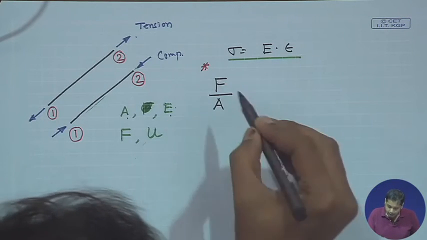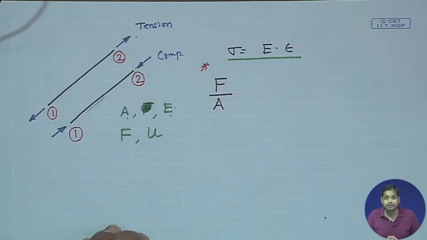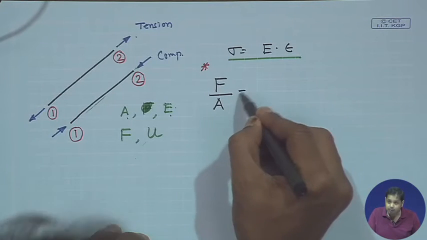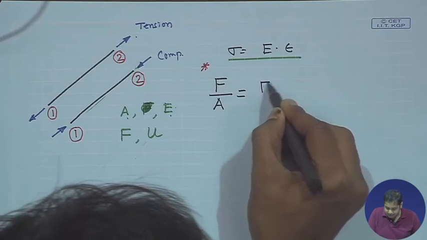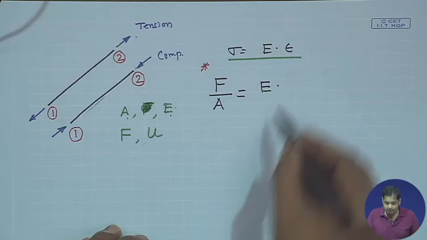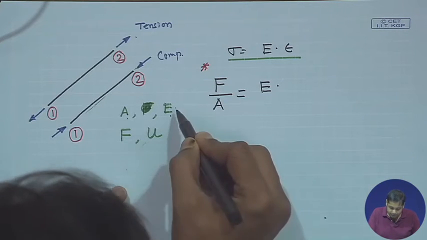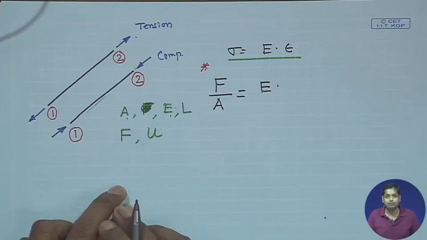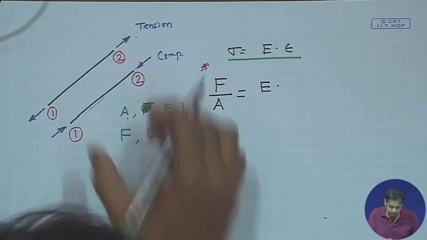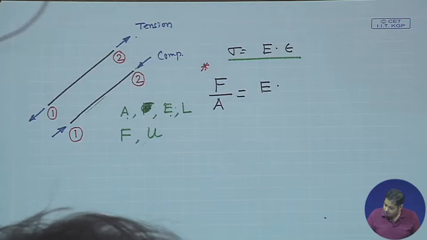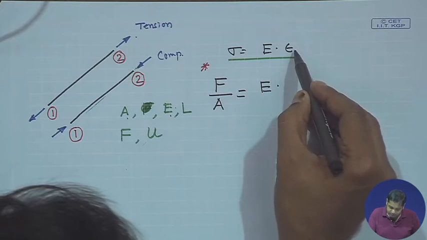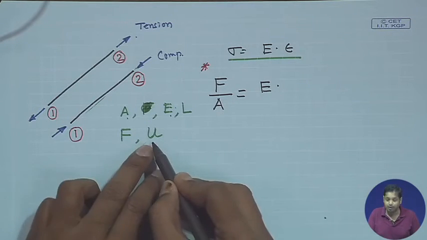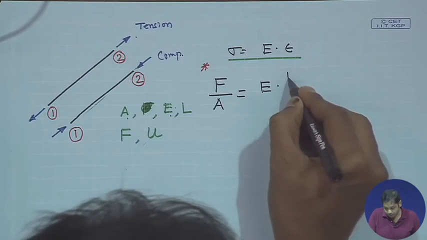Now, the stress sigma can be represented by F by A, which is equal to Young's modulus E times strain. The strain will be displacement over length. Let's consider another important thing. Suppose the initial length of this truss member is L. So, what will be the strain? Strain is defined as elongation by initial length, U by L.